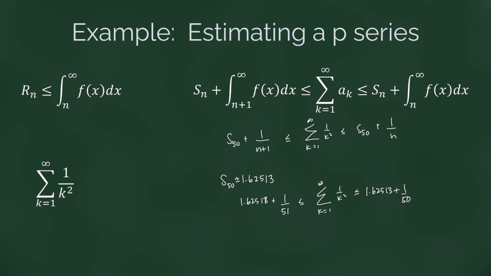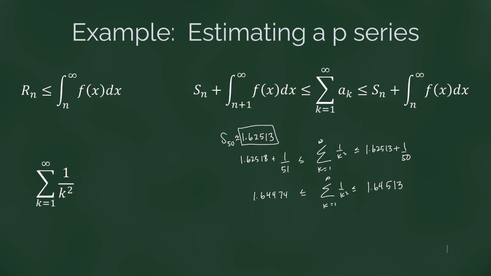And so this value on the left is going to give us 1.64474, and that's going to be less than our sum for our entire series, which is going to be less than or equal to 1.64513. So our original estimate was as low as 1.62513 if we just use 50 terms, but now we can see that it's between these two numbers.